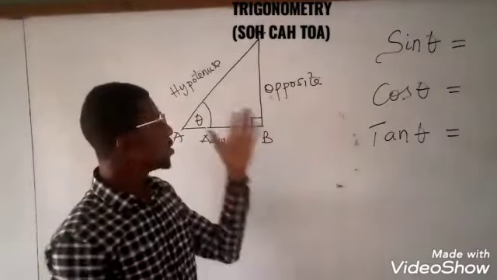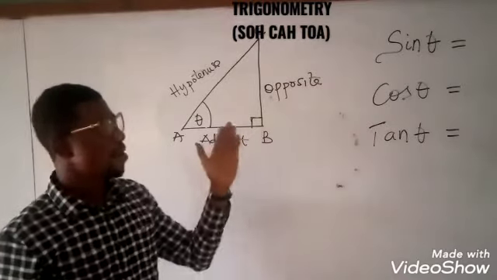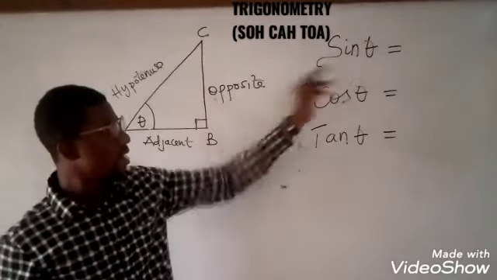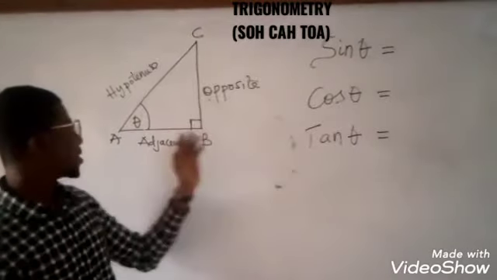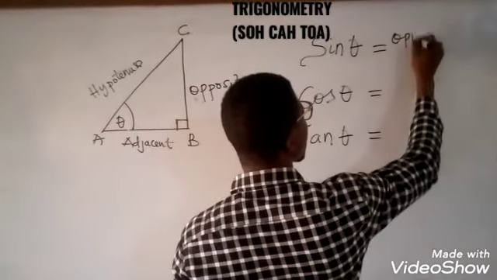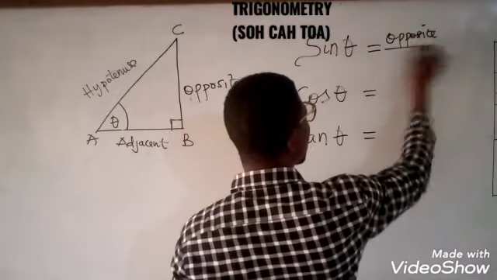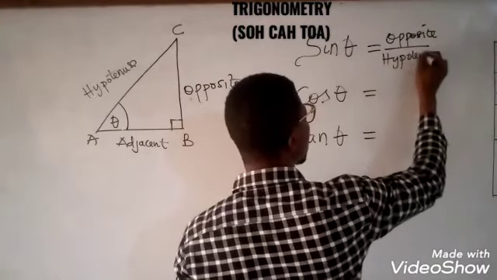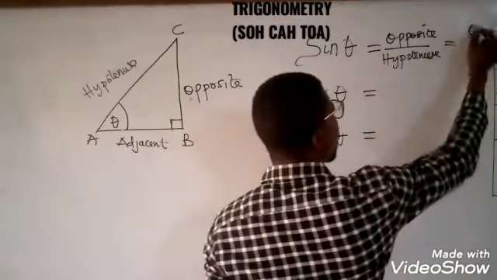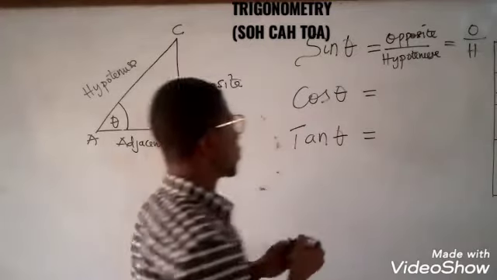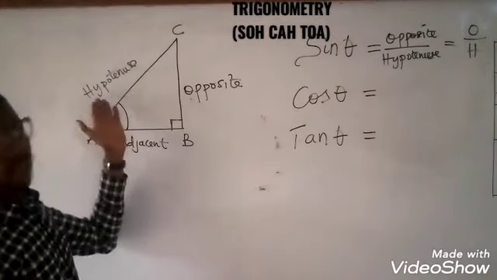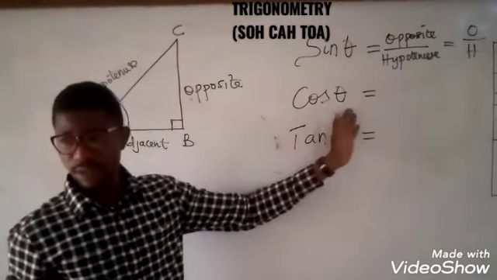So in general, we use this right angle triangle to derive formulae involving these trig ratios. So sine has been established to be opposite over the hypotenuse, whose initials are O over H. We have adjacent over hypotenuse being the cos.